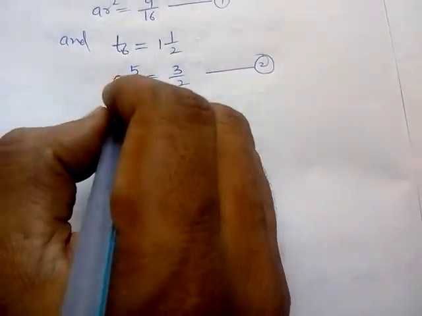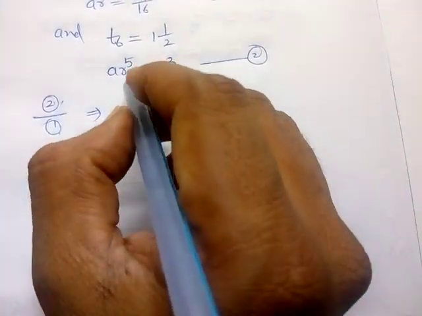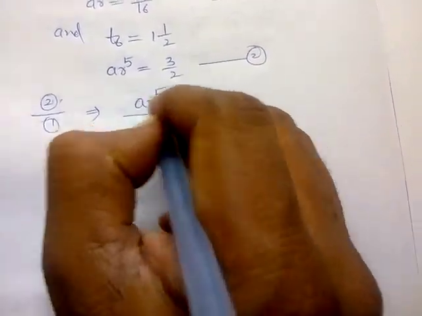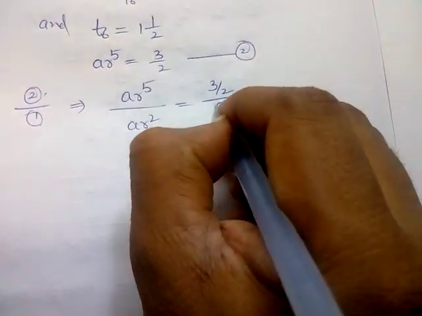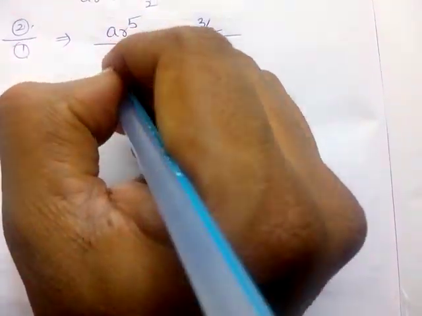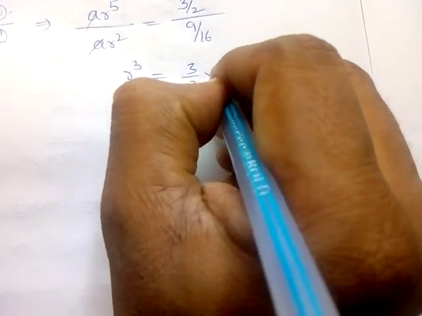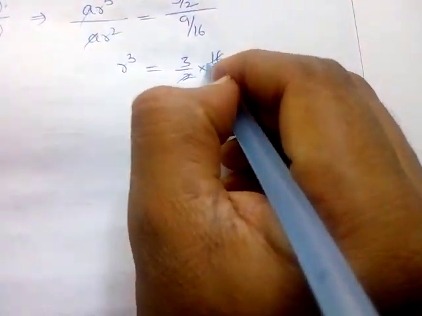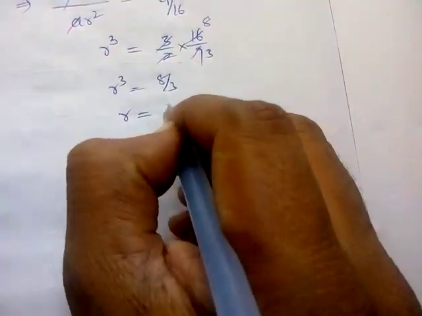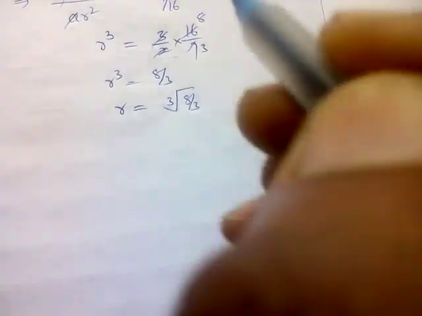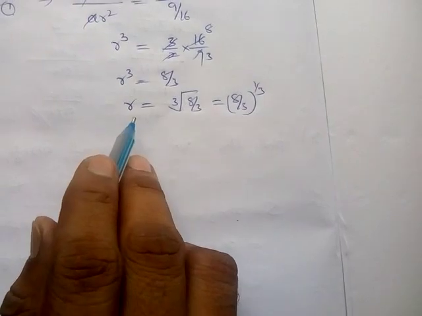So here, multiplication relation, we have to do the second equation divided by the first equation. A r to the power of 5 divided by a r square is equal to 1 by 2 by 9 by 16. So a gets cancelled. R to the power of 3 is equal to 1 by 2 into 16 by 9. 8 times. So r cube is equal to 8 by 9. R is equal to cube root of 8 by 9, r is 8 by 9 to the power of 1 by 3. So we get the r value.